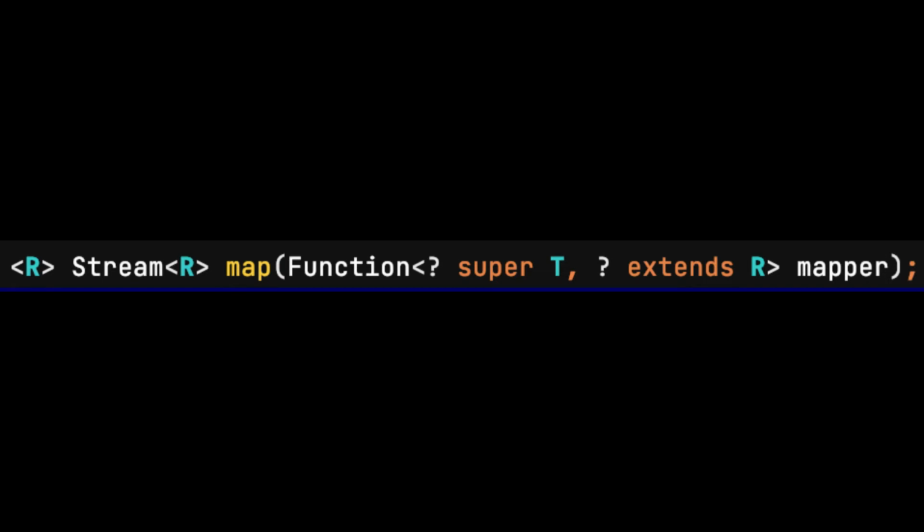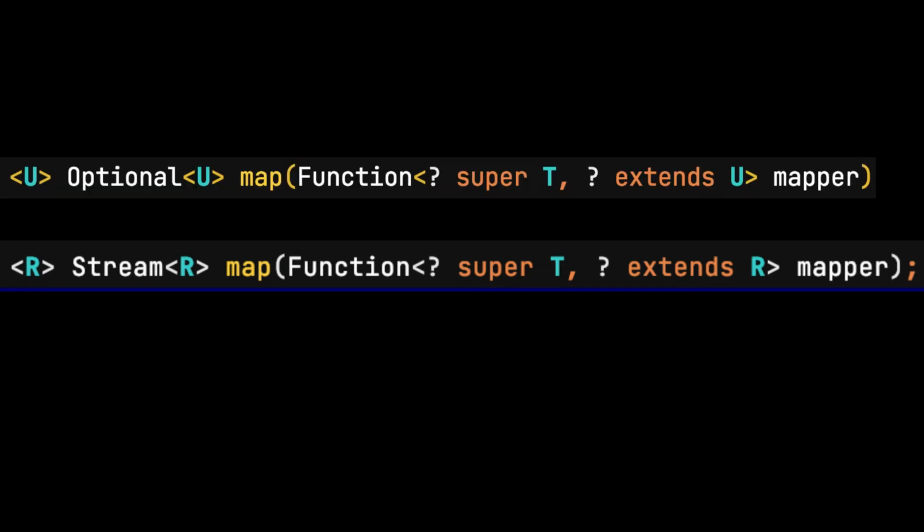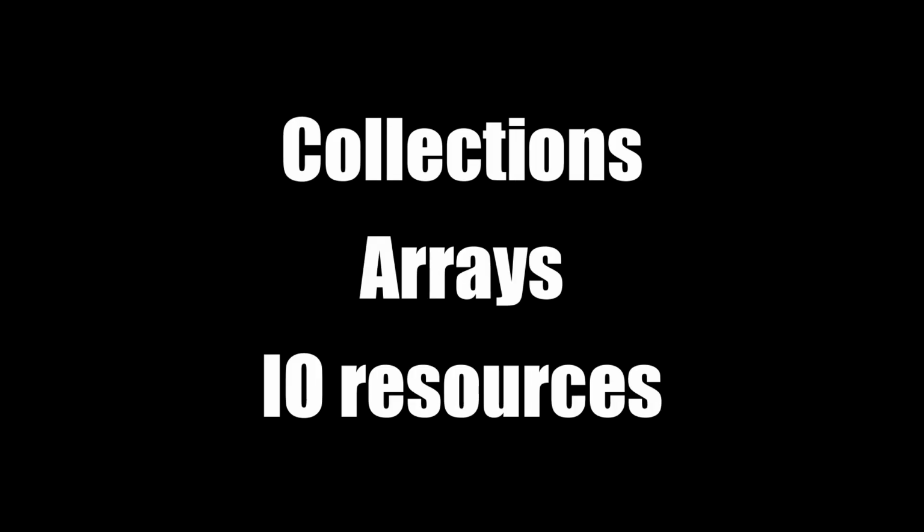Now the map method in the stream interface looks almost identical to the map method in the optional class, only we now return a new stream instead of a new optional. So let's first explain streams in a nutshell. Streams can be created from various sources. Now sources can be things like collections, arrays or I/O resources.